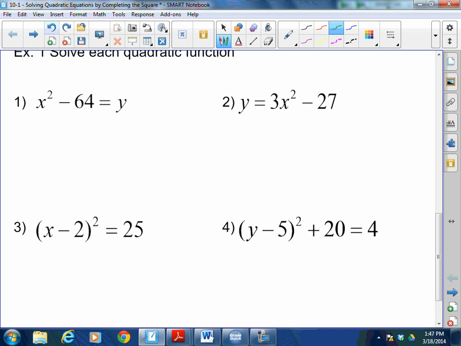Let's solve this. It is easy. Add 64 to both sides. X squared equals 64. What happened to the y? I made it 0. Take the square root of both sides. X equals plus or minus 8.